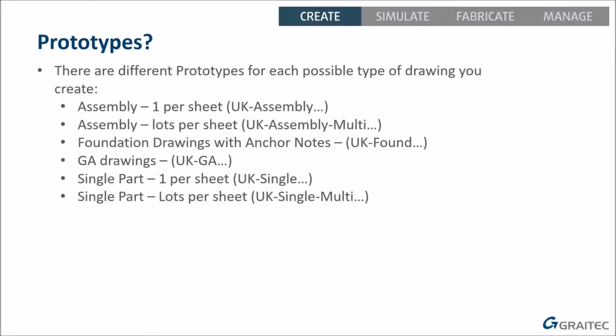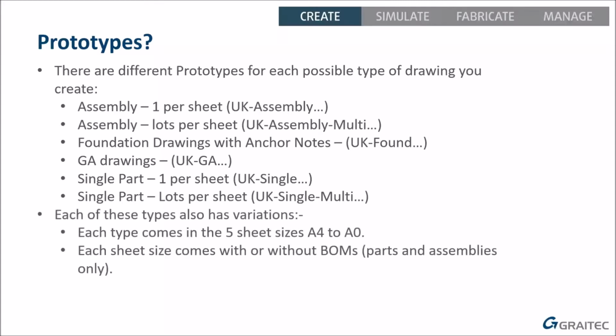So there are lots and lots of different prototypes for each possible type of drawing you can create. For example, in the UK build you have various types of drawing. You can have assembly drawings with one per sheet. Those are all called UK assembly. Then you have assembly drawings where you can have lots per sheet. They're all called UK assembly multi. Then you have some foundation drawings that have anchor notes about the resin anchors and so on in the corner. They're called UK found, or general GA drawings called UK GA. Then you have single part drawings with one per sheet, that's UK single, or a single part drawing where you could have lots on one sheet, which is UK single multi. So lots of different categories, 6 categories there.